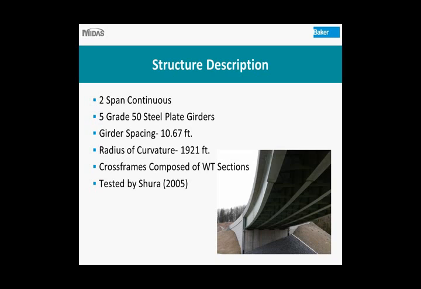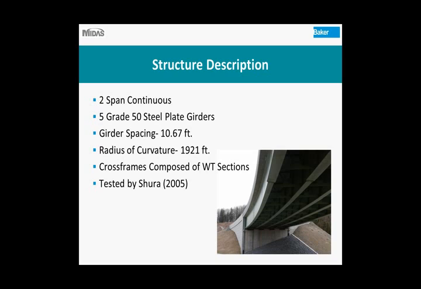So next I'm just going to go into the structure description, and this is once again Bridge 207. It's seen there in that picture. Like I said, this bridge was field tested from when the girders were fabricated until finally when the deck was put on. It's a two-span continuous structure.